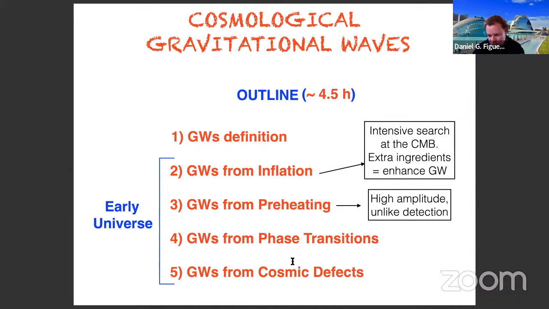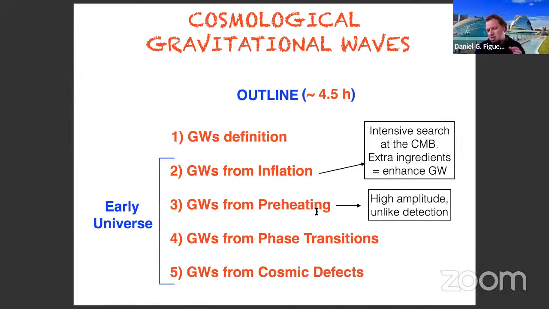And just to conclude very fast, what we've discussed in this lecture is that there are gravitational waves from inflation, but the standard prediction can only be searched in the CMB. We didn't discuss this in detail, we only mentioned it, but there is an intensive search for the vacuum background of gravitational waves from inflation at the CMB. And if you add extra ingredients, you can enhance gravitational waves.